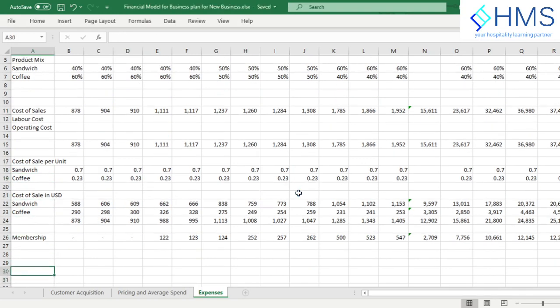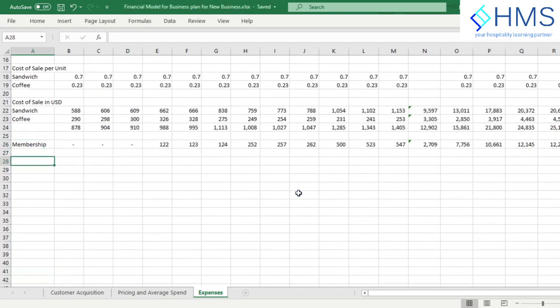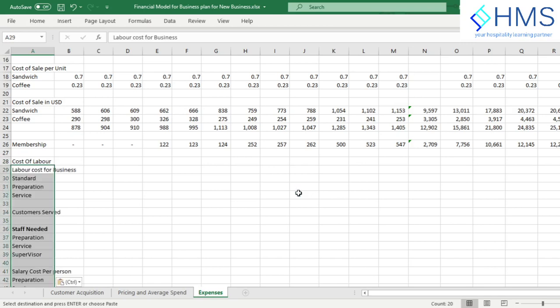Then you have the labor, right? The cost of labor, as we have discussed in our previous model, you may want to copy that structure, the one that we have already created in the past, so that we can build it up here. So in the past, we discussed the cost of labor for the business as standard. This is the standard of serving.